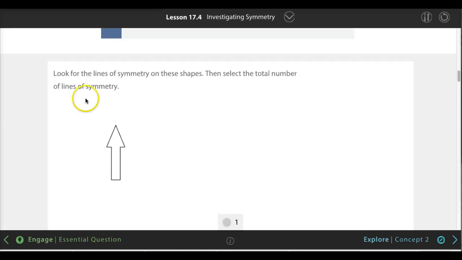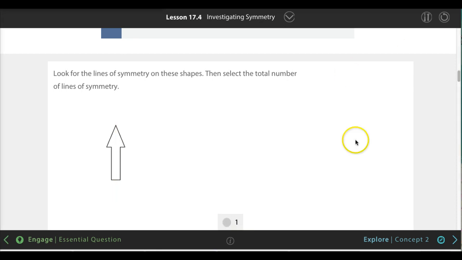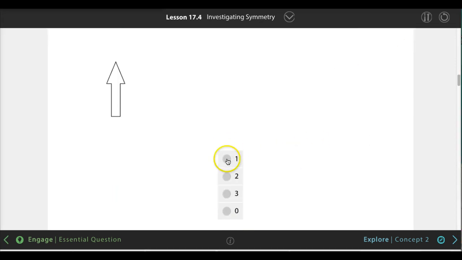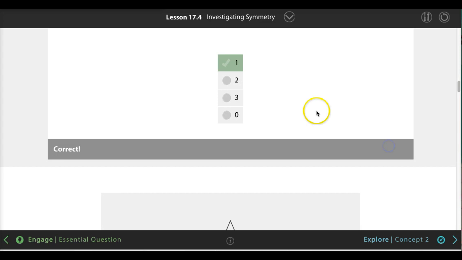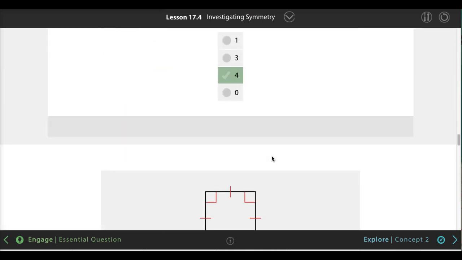Then you have some examples. How many lines of symmetry do you think there's going to be for this one? Well, if I were to fold the paper in half this way, I think it would overlap with each other. But if I were to fold it this way or that way, it wouldn't work. So there's only one. Then of course you can select your answer. And if you check your answer, they tell you it's correct. And just in case you don't know, they tell you to click on view and then it tells you. So you can do the same thing with all these other shapes.